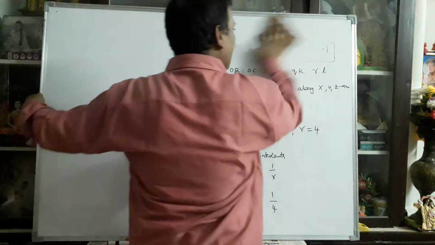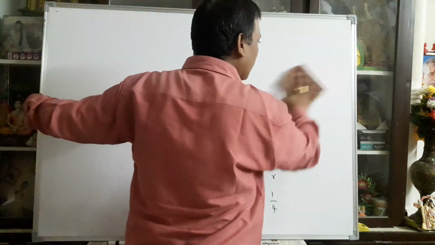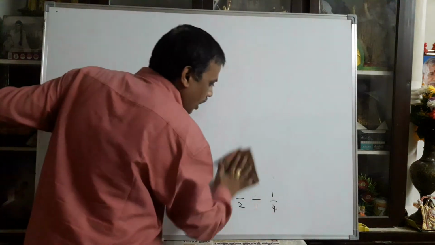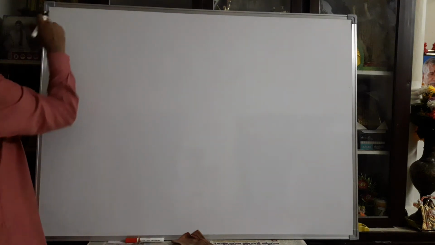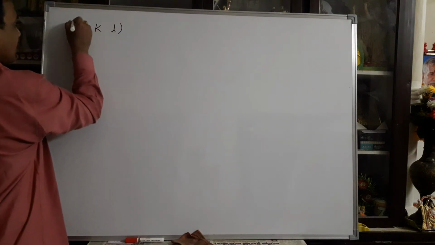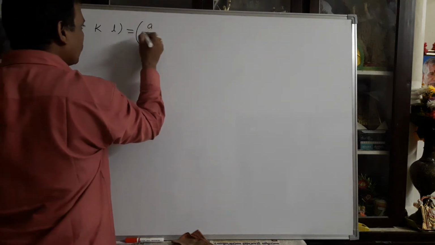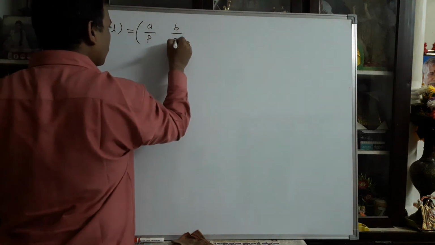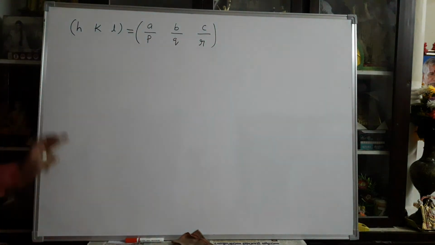These Miller indices can be represented using the letters H, K, L. According to the generalized way, you can represent the Miller indices of any structure. H, K, L is always represented like this: a by p, b by q, c by r.